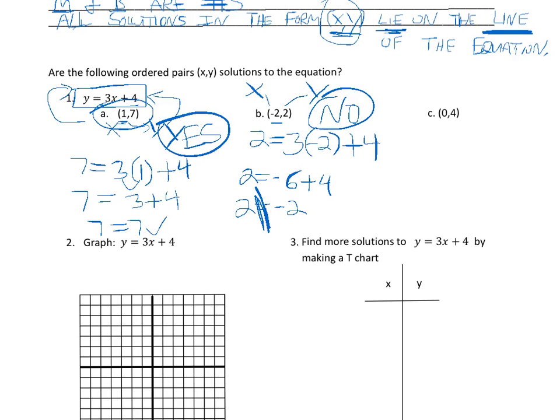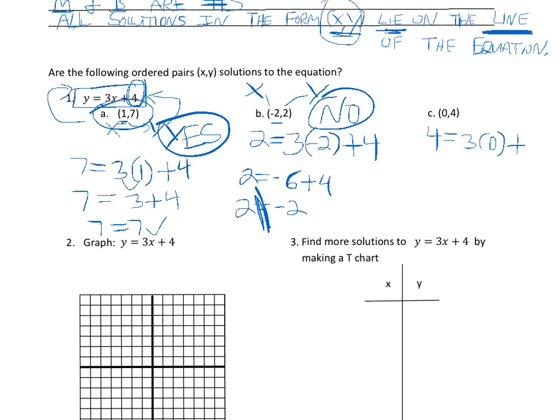So therefore, that point, -2, 2, is not going to lie on the line. Okay, let's check out C. 0, 4. So 4, we're plugging in for y. Then we have 3 times x, which is 3 times 0. And then I put this plus 4.